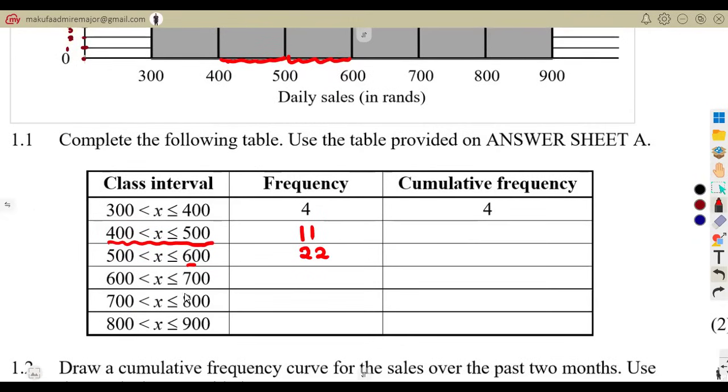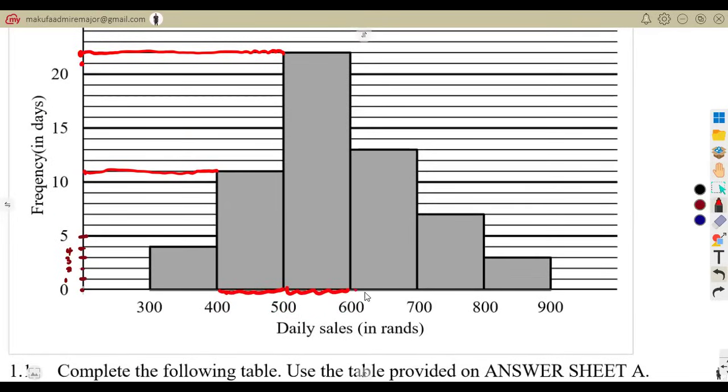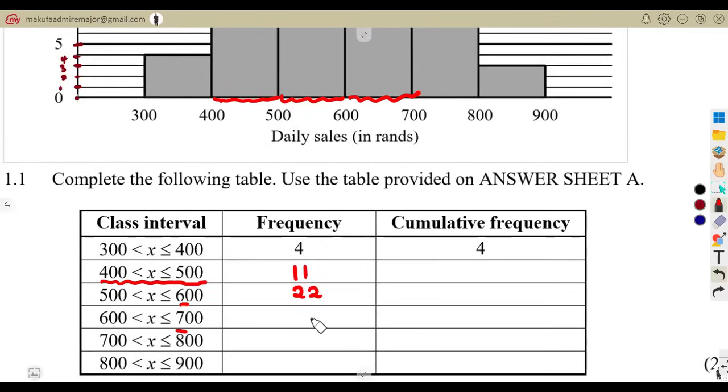Then 600 to 700. All right, from 600 up to 700 here. This is the bar that we see at the top. So what is the corresponding value? If you go straight with your ruler, you are going to see that this value is at 11. Remember, this is 10, and that's 11. This is 12. So this is at what? At 13. So the value there was going to correspond to 13.